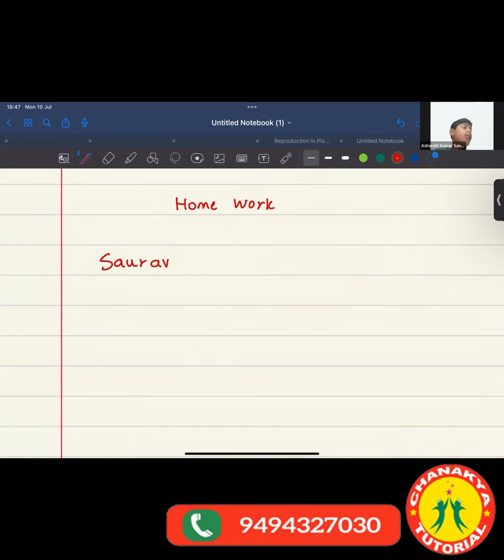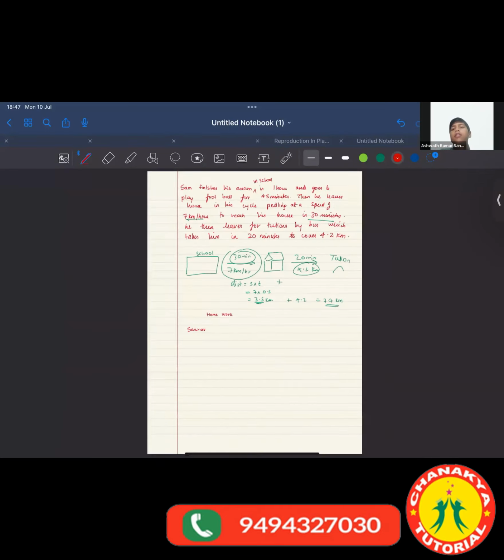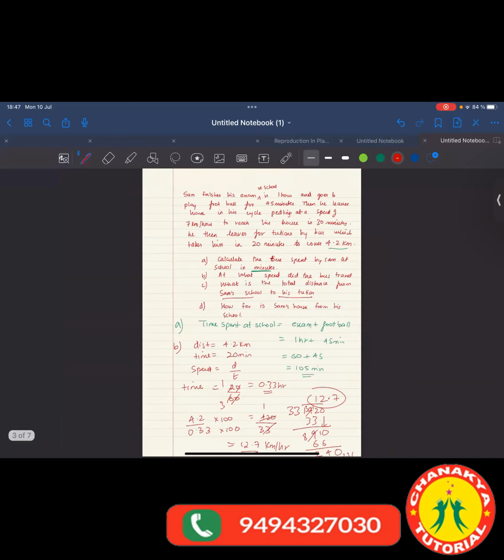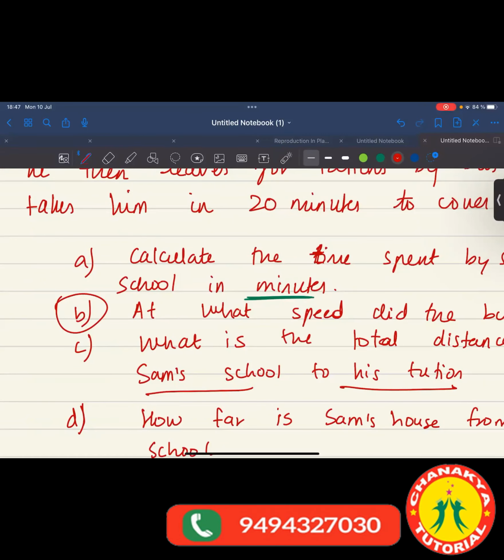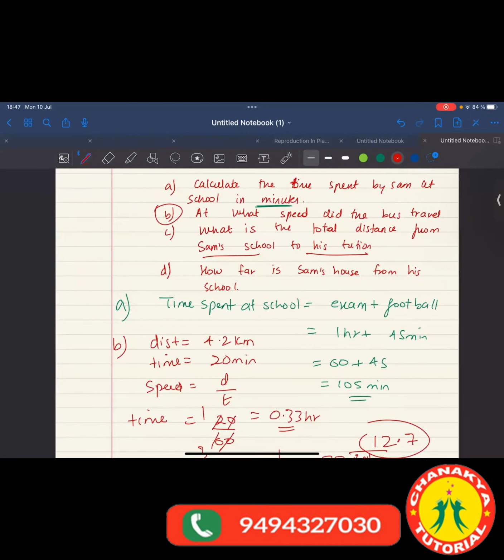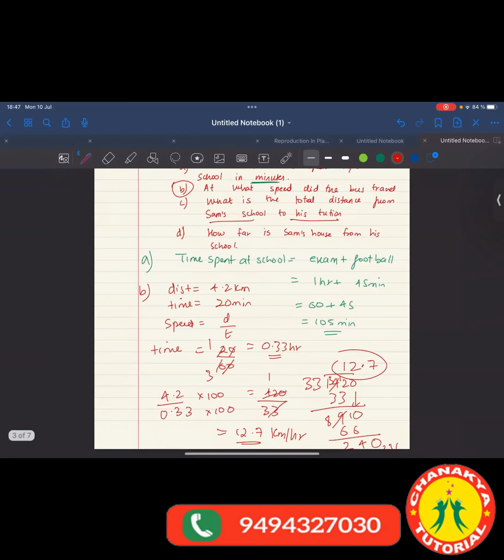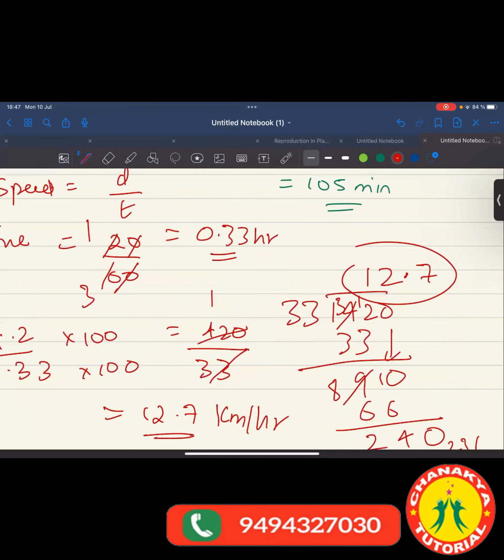Ma'am, I got 12.6 in B1. In this question? This one? Yes, ma'am, B. 12.6, but just a small calculation mistake you've done. It will come 12.7 only because 33 sevens are only 231. You can't go to a number less than that. So check again. Okay.